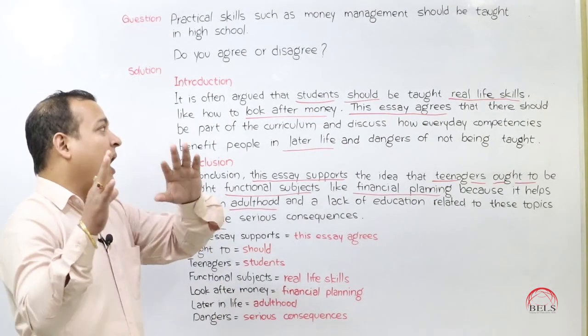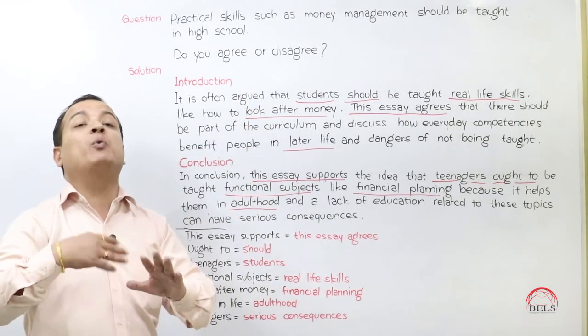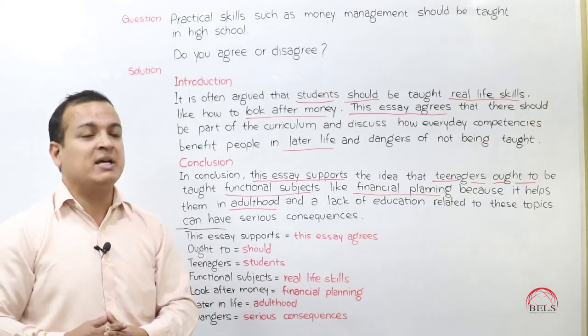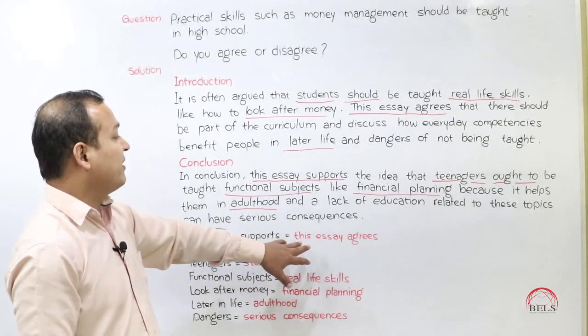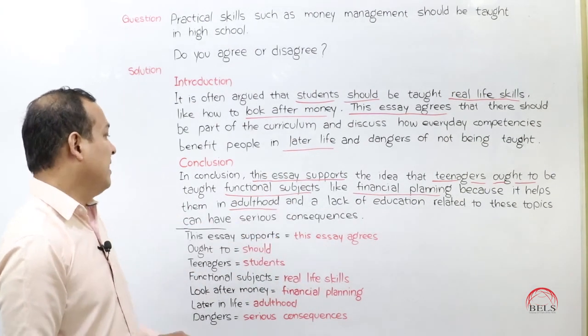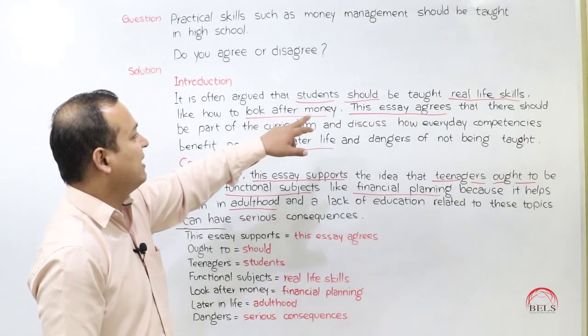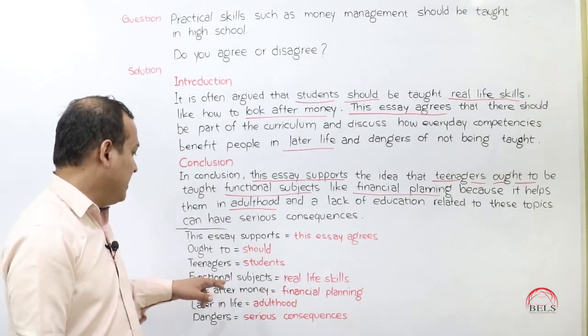So now how I have made this conclusion part, guys, is by using the same words in a different way. That is by the use of synonyms. That is very important, to paraphrase it. So I have paraphrased, you can see the words. This essay supports, I have converted to this essay agrees. Second, here this essay supports that, and this is this essay agrees. Now ought to, I have converted to should.